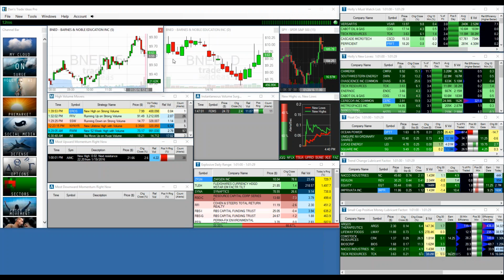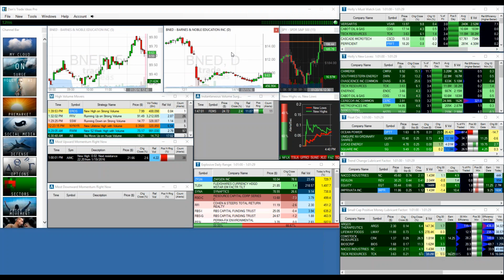Okay, so what I want to show you here is our algorithms are looking for these big pullbacks, stabilizations, and then a continuation. So this is what a base looks like. And if you can imagine the potential energy, the reason it happens is a combination of two things. Here you have this huge gap down and washout. So there's a lot of people who are panic selling. And it's happening all throughout here, but now some of the people are starting to pick it up.